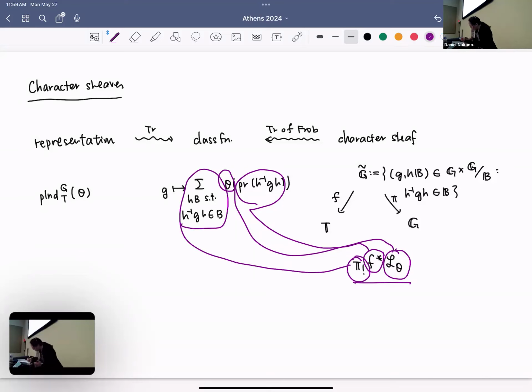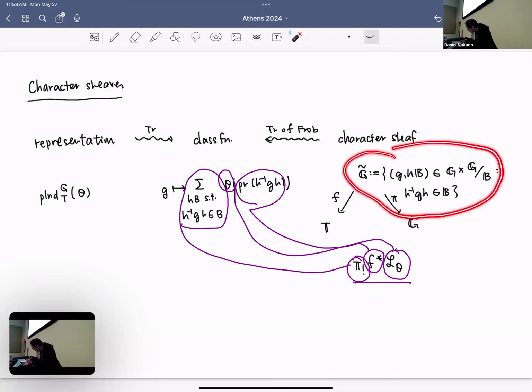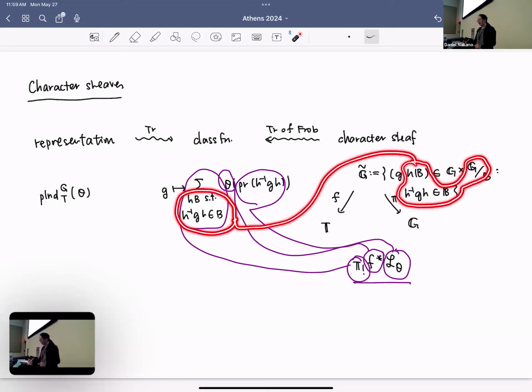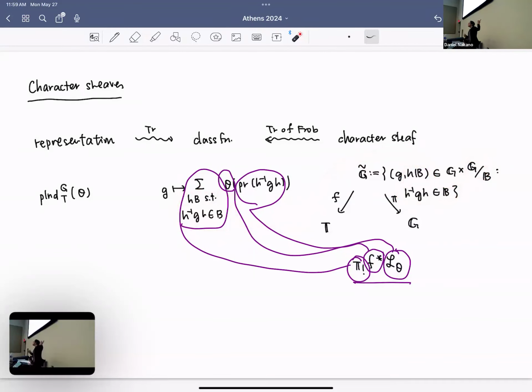And you'll notice, how would you write down this upper space right here? The way you would write down this upper space is by constructing some object where there's a map to G, and the fibers of this map to G are exactly these things. And what is this? This is exactly this indexing thing here. Okay, so this is the RTG thing.